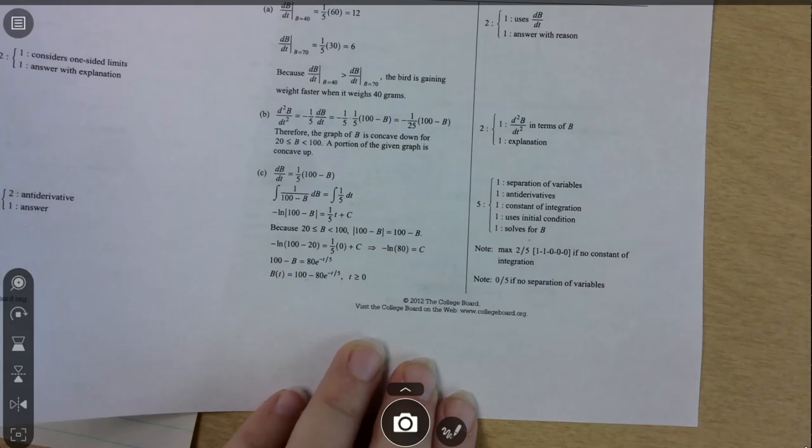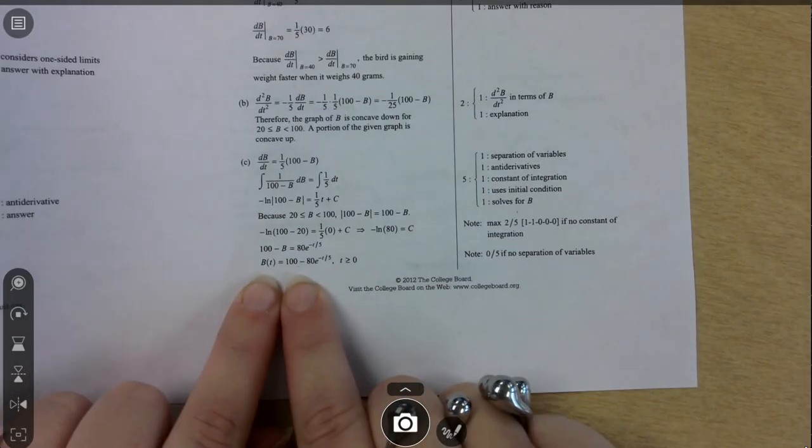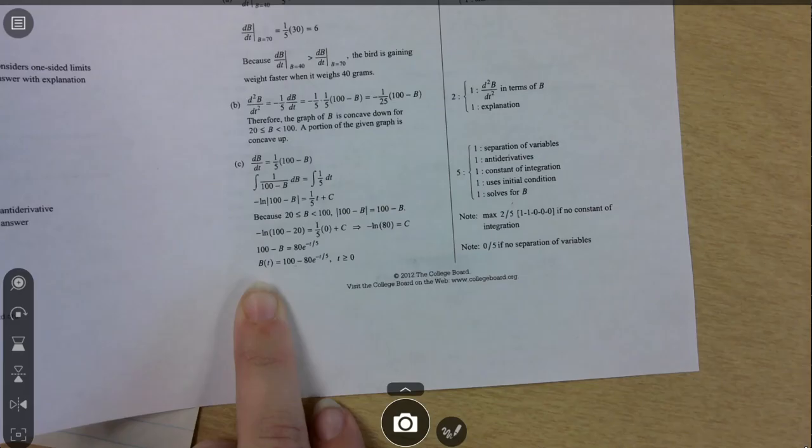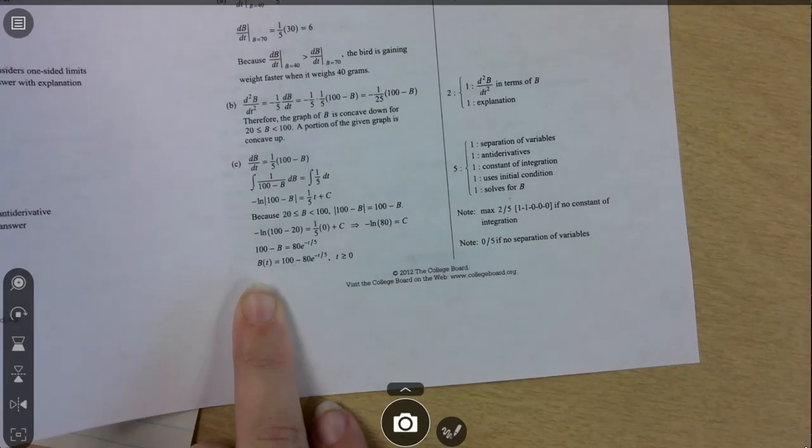Zero divided by 5 is not separable of variables. Cool. So this should have been our final answer. B of t equals 100 minus 80e to the negative t divided by 5, when t is greater than or equal to 0.